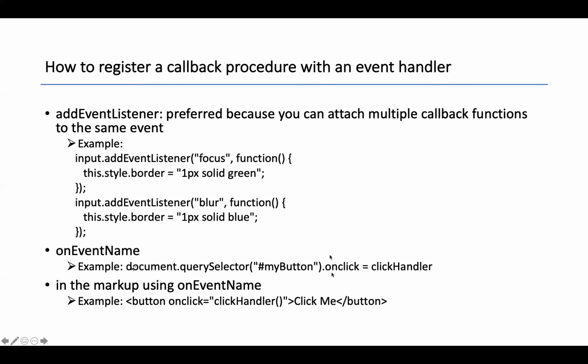But there are two other ways to do it. You can simply prefix the name of the event with on, so onclick equals the name of a function. So here, using the CSS selector for an ID attribute, we got my button, and we set its onclick method to be equal to clickHandler. Now this will replace whatever used to be there. So that's why it's a little less robust than addEventListener, because it tramples whatever used to be handling this click event.